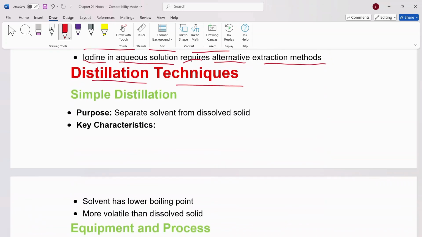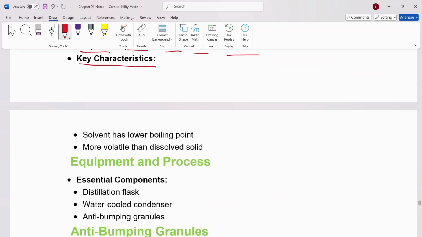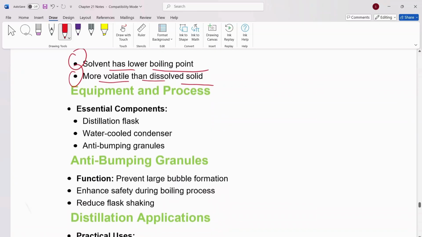Then we have distillation techniques. Simple distillation. Purpose: separate solvent from dissolved solid. Some key characteristics include that the solvent has a lower boiling point and is more volatile than the dissolved solid.